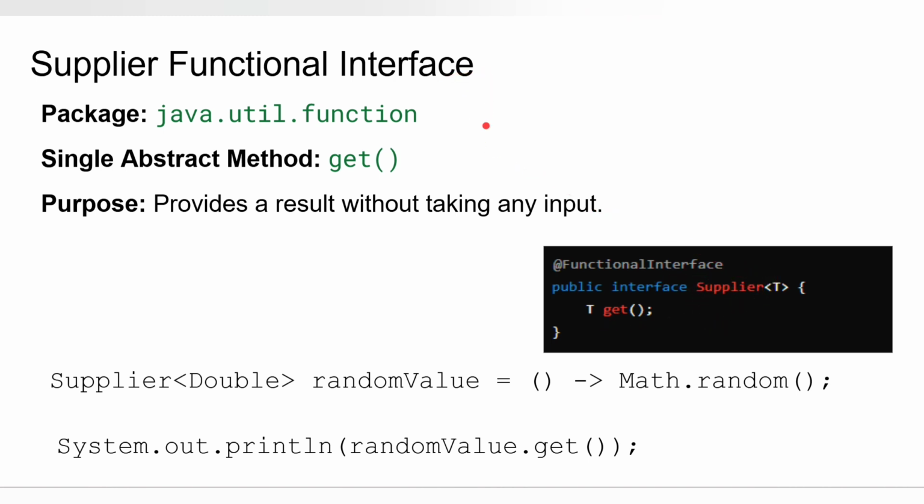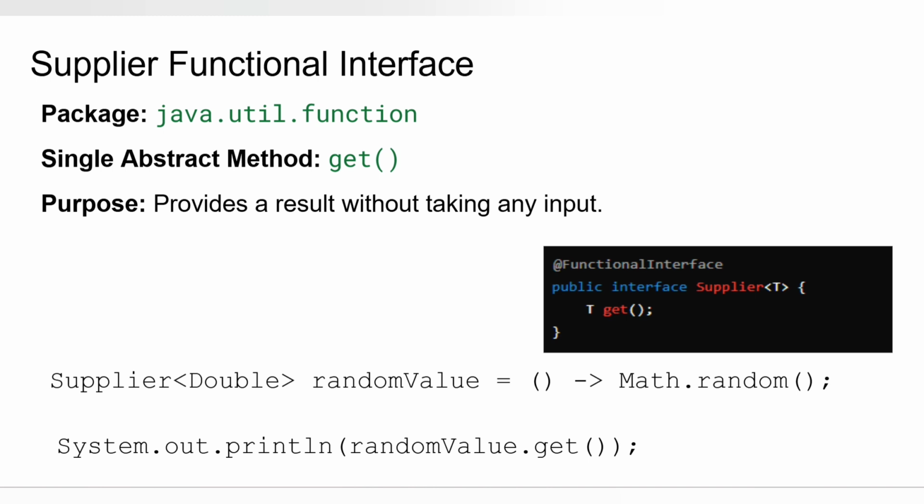Supplier Functional Interface is also an interface from the java.util.function package, and it has a single abstract method called get. And what is the purpose of supplier functional interface? It provides a result without taking any input. So it will not take any input, but it will provide you a result.